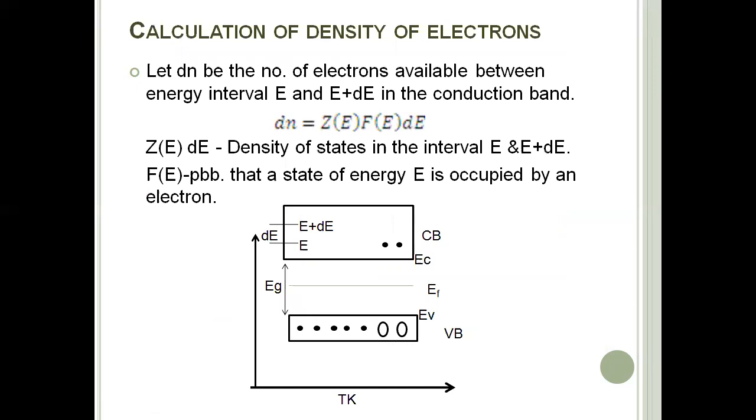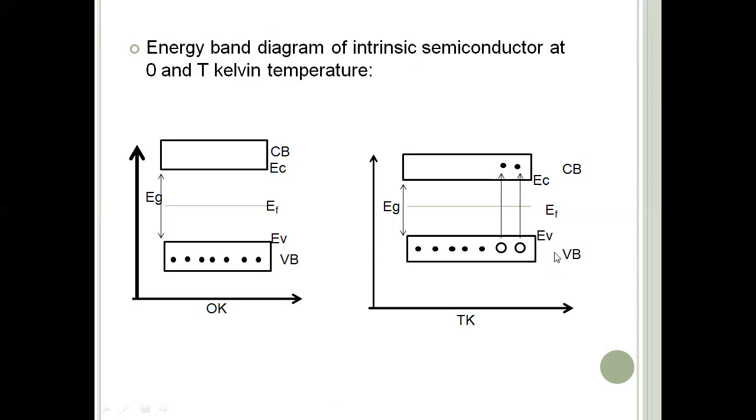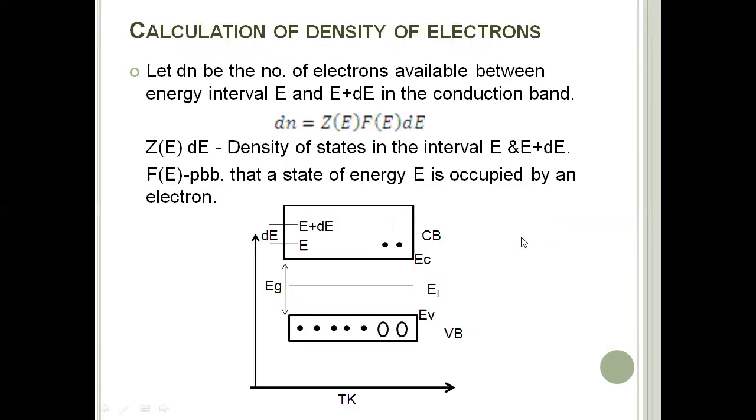Coming to the calculation of the density of electrons, we have to calculate two things. To find the carriers in the intrinsic semiconductor, we should know how many electrons are there in the conduction band and how many holes are there in the valency band. For that, just consider a semiconductor material which has a conduction band extending from EC to infinity. So this is a conduction band which is extending from EC to infinity.